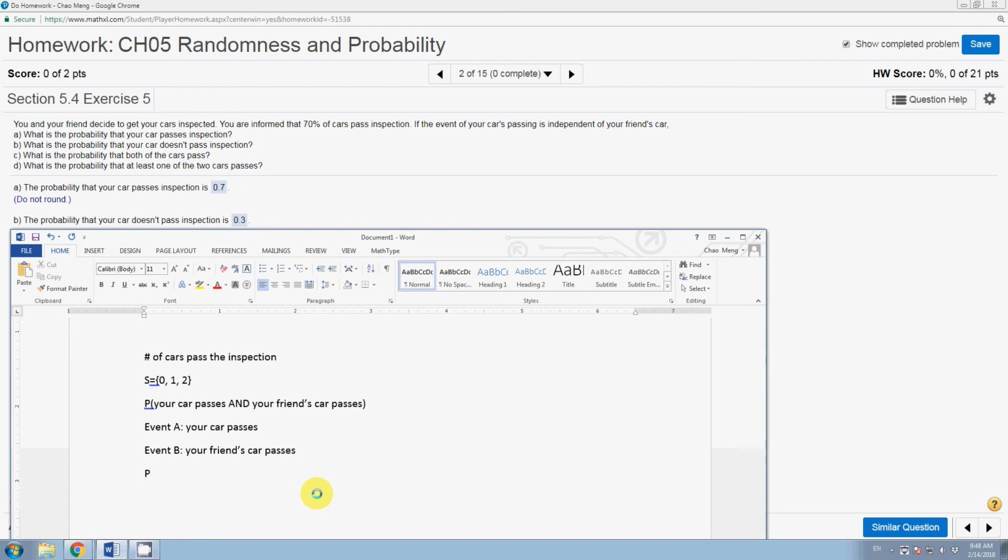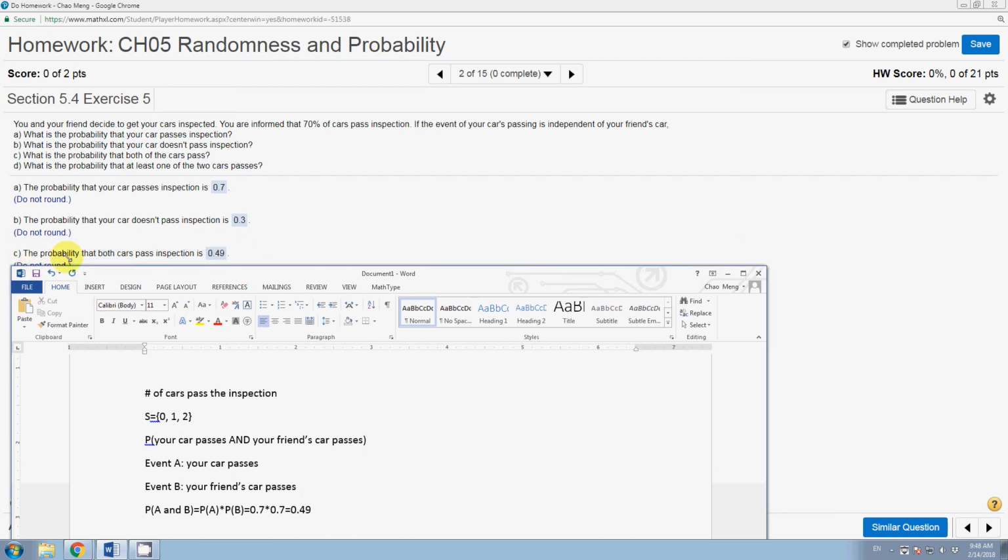So based on the rule that the probability of event A happening and event B happening is equal to the probability of A happening times the probability of B happening. That's a rule we learned in the class. Okay, and then let's plug the numbers in there. It equals the probability that your car passes, 0.7, times the probability that your friend's car also passes, also 0.7. So if we do the calculation, that's going to be 0.49. Okay. So the probability that both your cars pass inspection is 0.49.